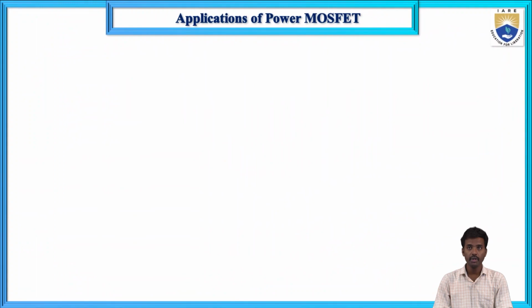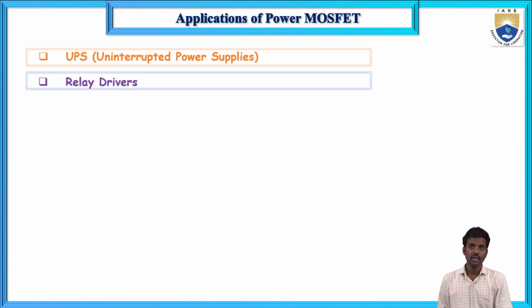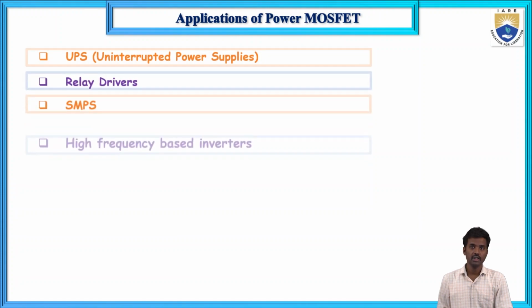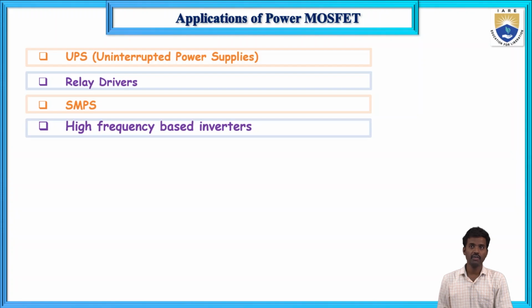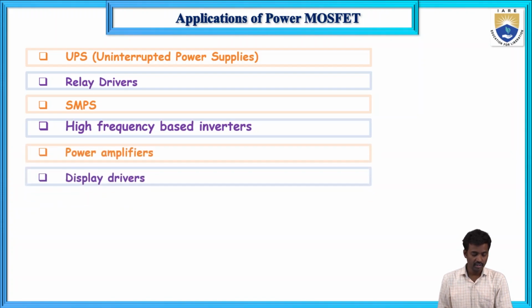And next, what about the applications? So these are the applications. It can be used in uninterrupted power supply UPS, relays, SMPS, switching mode power supply, high frequency base drives, power amplifiers, and next, display drives.